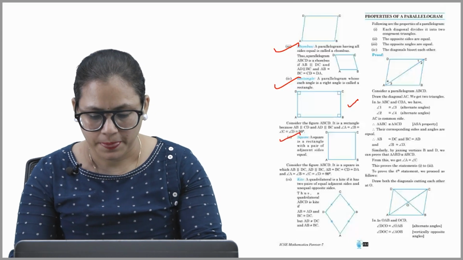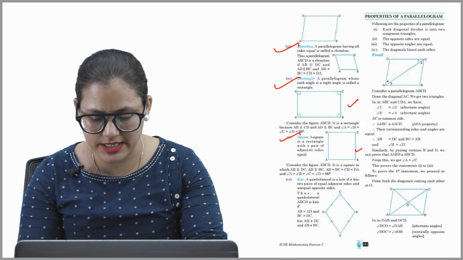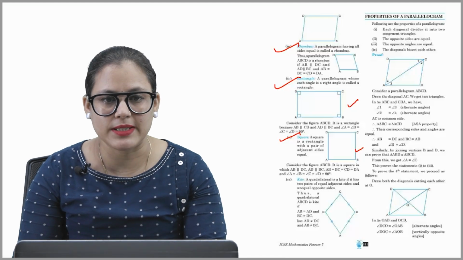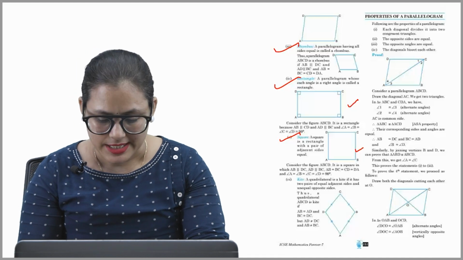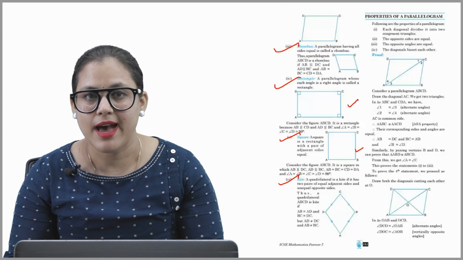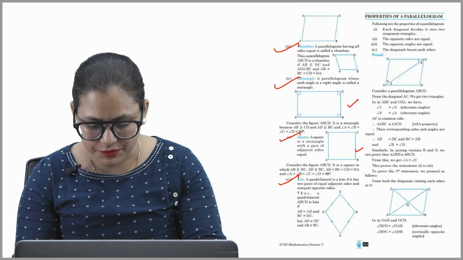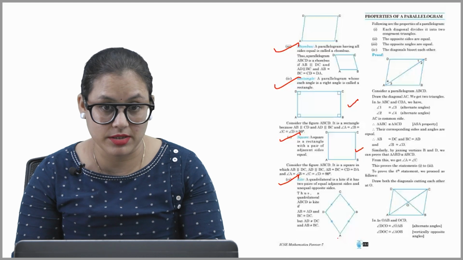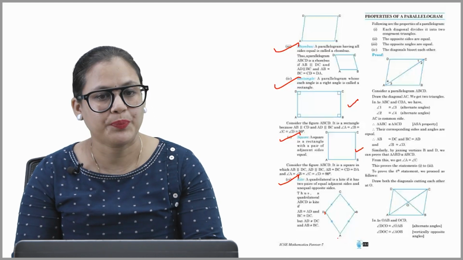Number 5, square. A square is a rectangle with a pair of adjacent sides equal. Consider the figure ABCD. It is a square in which AB is parallel to DC and AD is parallel to BC. And all 4 sides are equal, and also all 4 angles are 90 degree. Okay. 6, kite. A quadrilateral is a kite if it has 2 pairs of equal adjacent sides and unequal opposite sides. Thus, a quadrilateral ABCD is kite if AB is equal to AD and BC is equal to DC, but AD is not equal to DC and AB is not equal to BC, right?